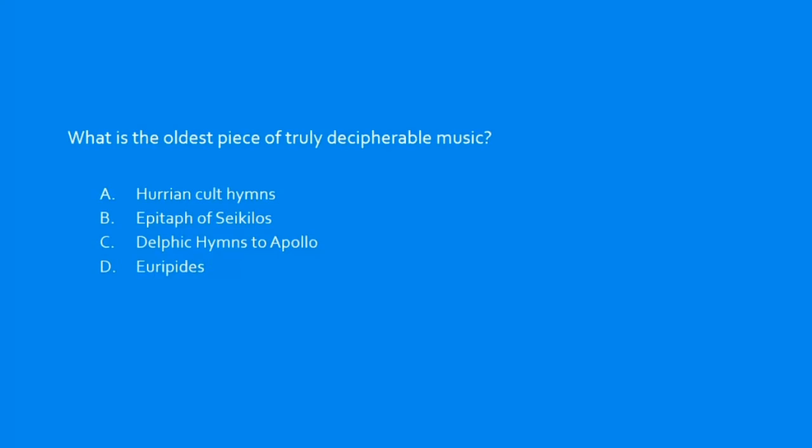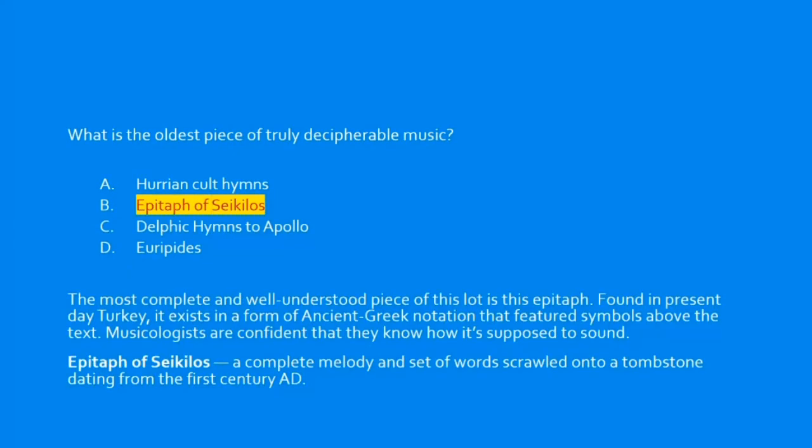What is the oldest piece of truly decipherable music? A, Hurrian cultic hymns. B, Epitaph of Seikilos. C, Delphic hymns to Apollo. Or D, Euripides? The answer is B.